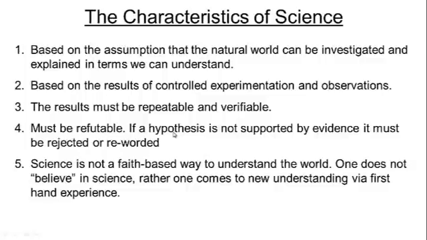Science has to be based on the results of controlled experimentation and observation. So when we develop theories, they have to be based on that rigorous scientific method. The results of our scientific investigations have to be repeatable and verifiable. That means that if somebody else does the experiment in the same way that you did it, they should get the same or very similar results. That's what it means to be verifiable.